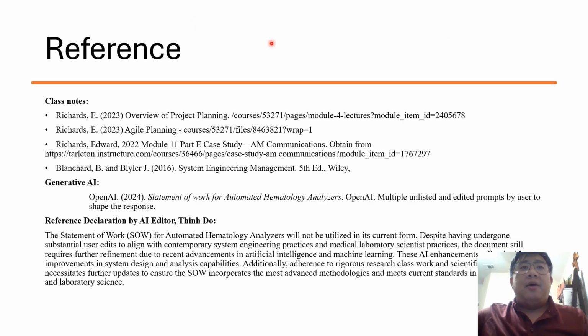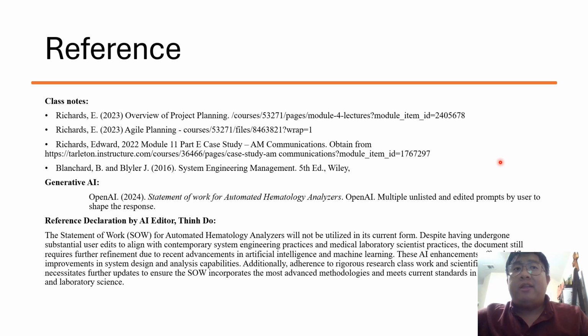For references, a lot of the work is influenced by my previous course from Dr. Richard. A lot of information is taken from the book, and also generated by AI with multiple unlisted sources and edited, so it's really hard to keep track of. But most of the work is edited between the AI and the user to make it better to understand and focus on the system engineering method.